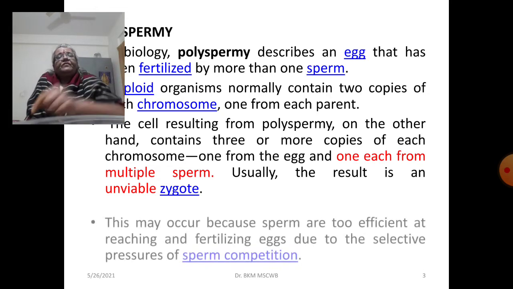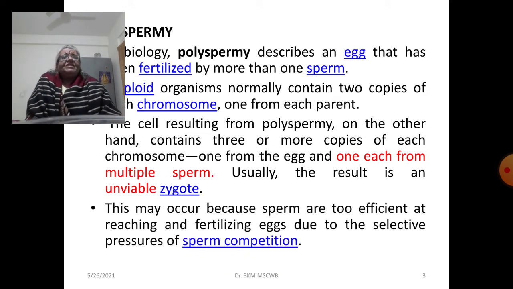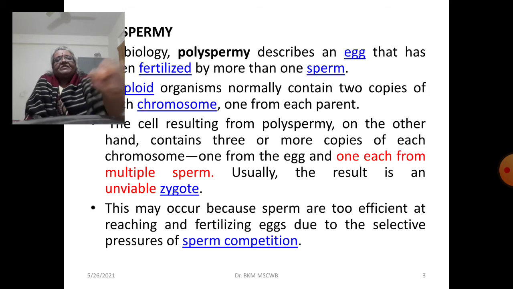Now, this may occur because the sperms are too efficient at reaching and fertilizing the eggs due to the selective pressures of sperm competition. So this is a sort of mad race of sperms to reach the egg and ultimately fertilize. On the National Geographic channel, normally one episode comes with the title Mad Race of Sperms. You can watch it to have a better understanding of this.